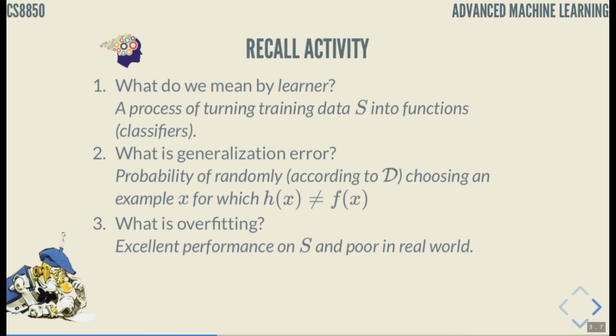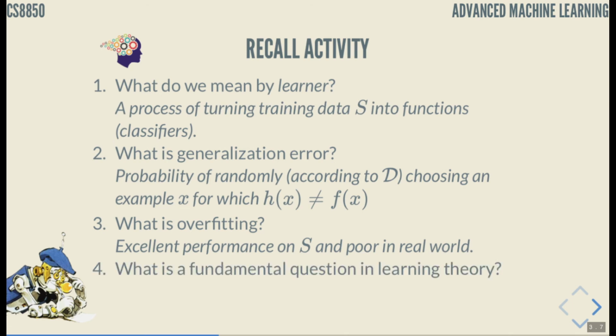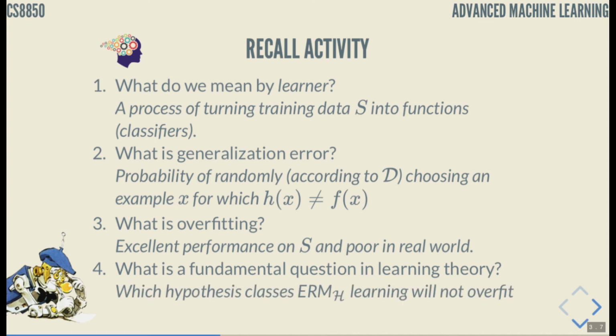What is overfitting? Overfitting is when we have excellent performance on the training set and poor performance in the real world, or when we perfectly minimize the sample risk or empirical risk, and we don't perform well on the true loss or true risk. What is a fundamental question in learning theory? For which hypothesis classes will empirical risk minimizing learning not overfit?